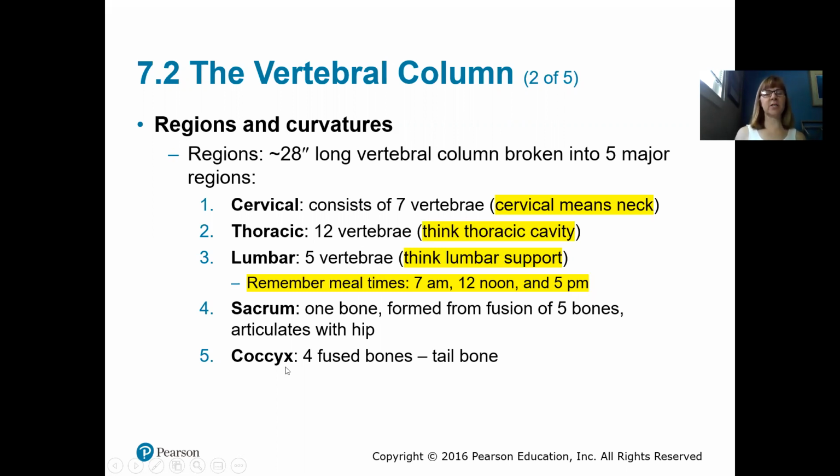Then you have these last 2, sacrum and coccyx, but those are all fused. The sacrum is fused into 1 bone, made of 5 bones altogether, and it articulates with the hip. And then you have the coccyx, which is 4 fused bones, and that makes your tailbone. So let's look at each of these and how they're different and how you can tell them apart, because that'll be one of your goals.